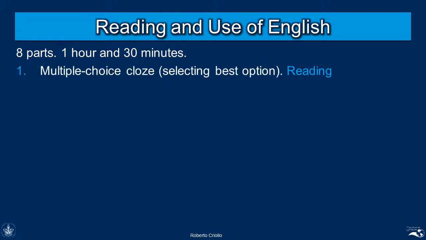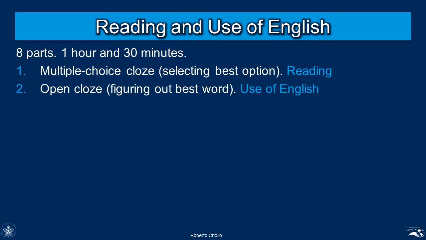The first part is a multiple choice cloze. In other words, there is a text, there are blanks, and you're going to select the best option to complete the blank. This part measures reading. The second part is an open cloze. There is another text with blanks, but in this case there are no options. You just need to figure out the best word to complete the blank, and this measures your use of English. In other words, how you can handle the language, vocabulary, grammar, collocations, and so on.